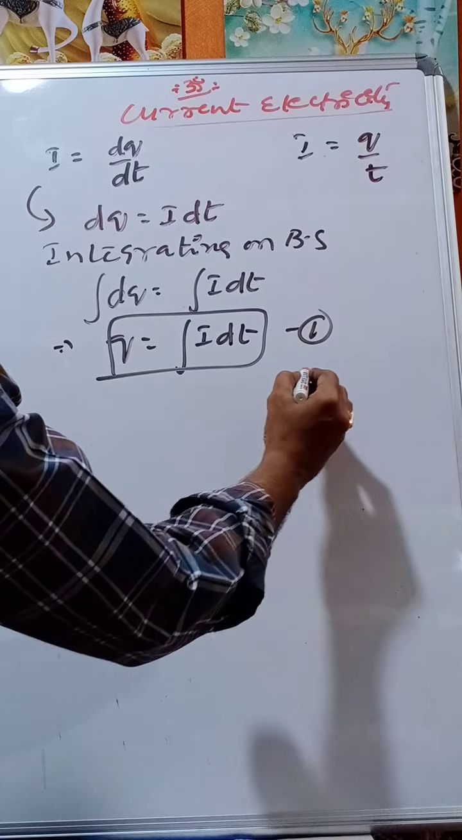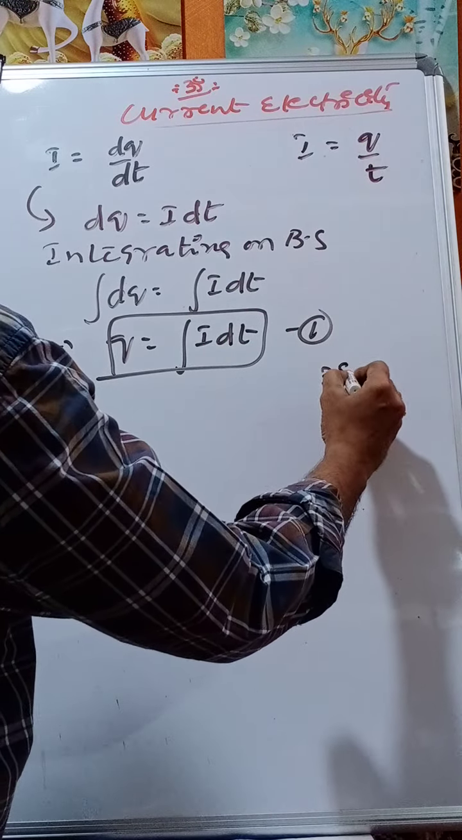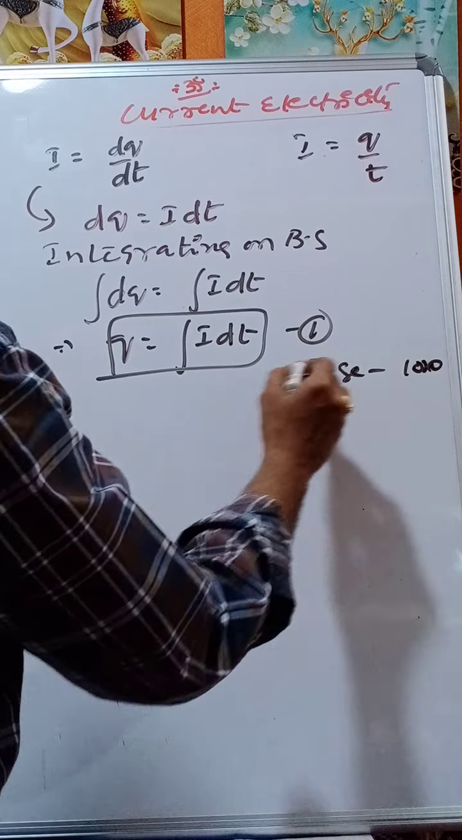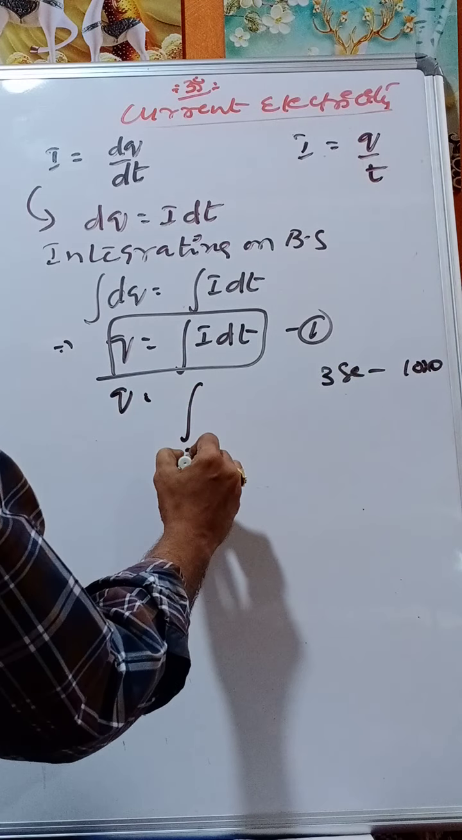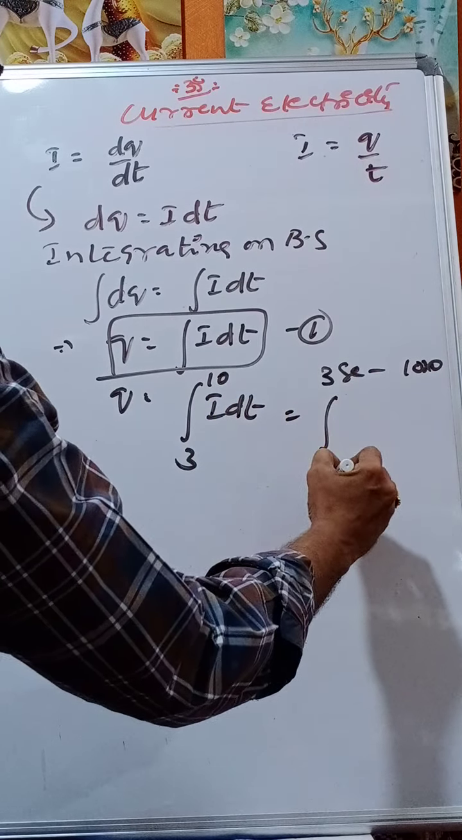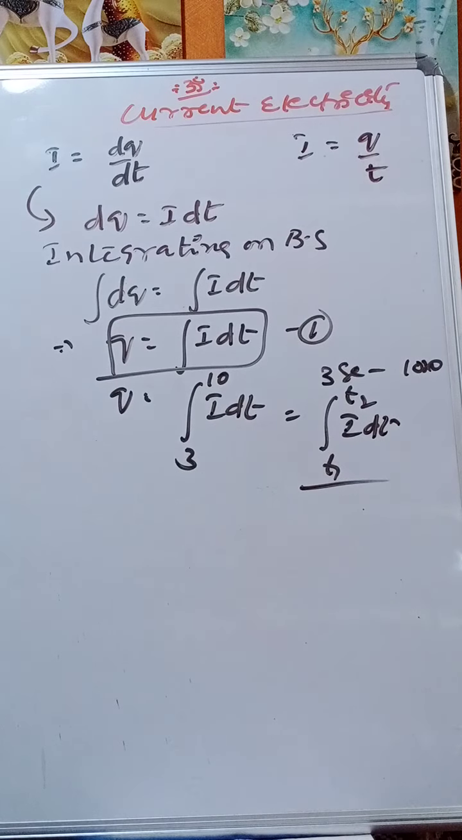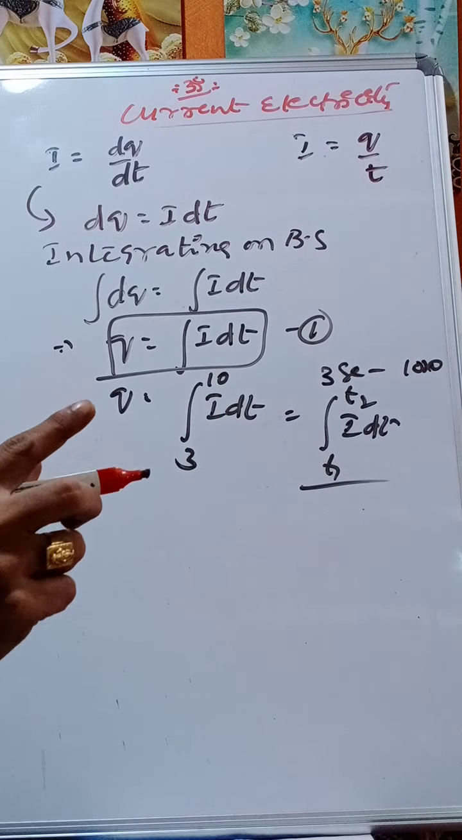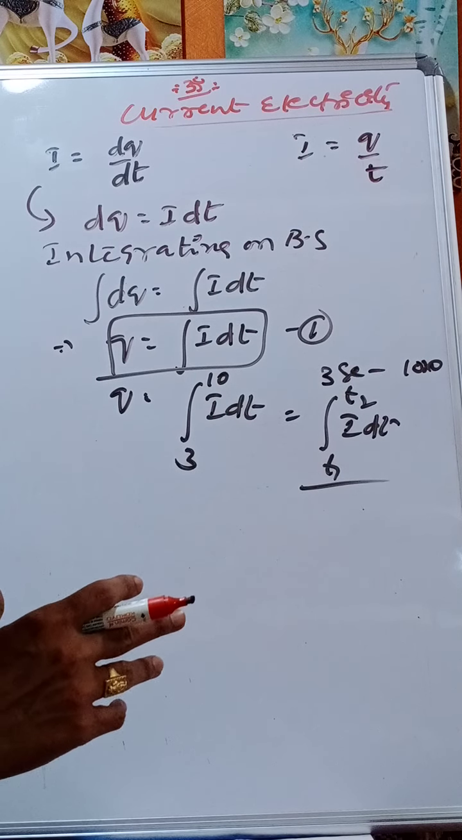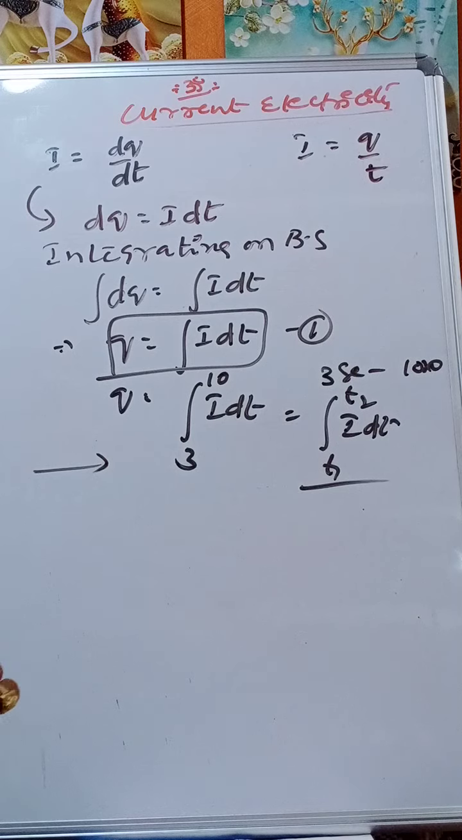So if the current is flowing through a cross section for a time from 3 seconds to 10 seconds, then q is equal to the integral from 3 to 10 of I dt. In general, the integral from t1 to t2 of I dt is the amount of charge that flows through a given cross section. Remember, the current is independent of the area of cross section. This is one of the ways of expressing the current.